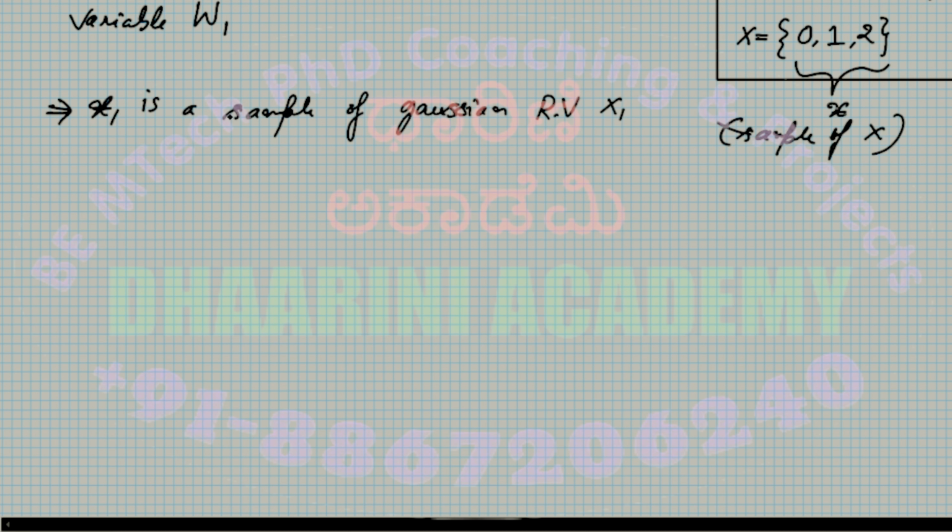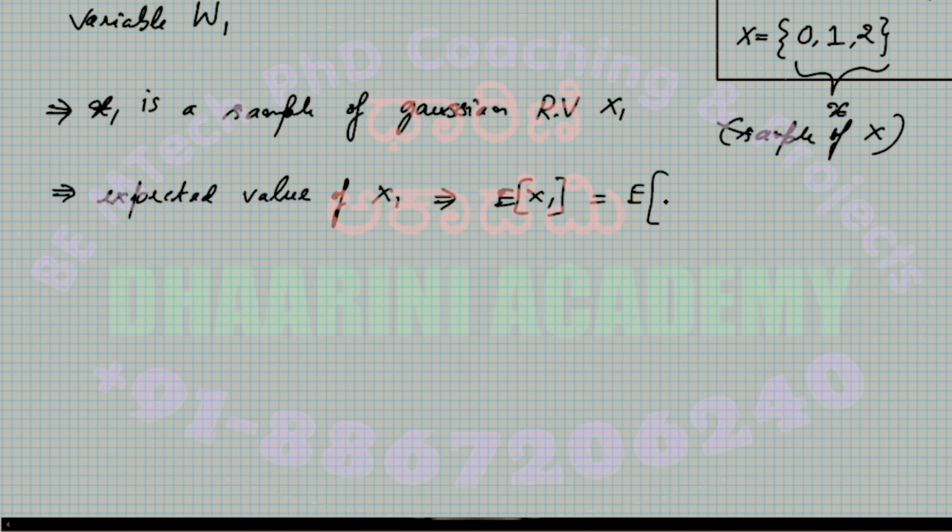So this small x1 is a sample of the Gaussian random variable X1. So this means I can calculate the expected value, or the mean. Expected value of x1. So how do you denote that? This is E of x1. So E of x1 has to be the expected value of, what is x1? It is small s1 plus w1.